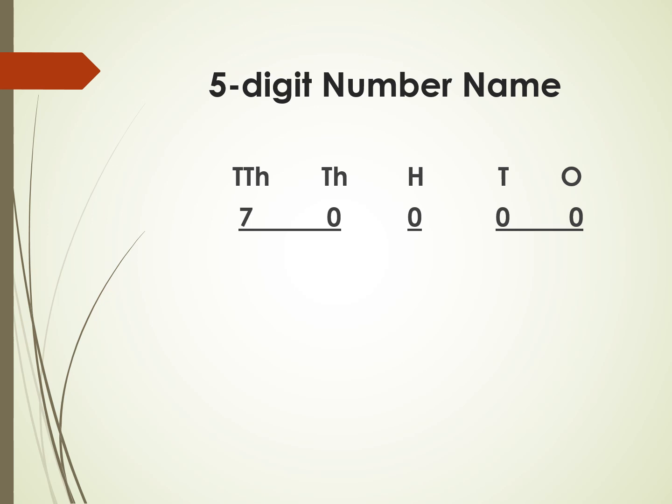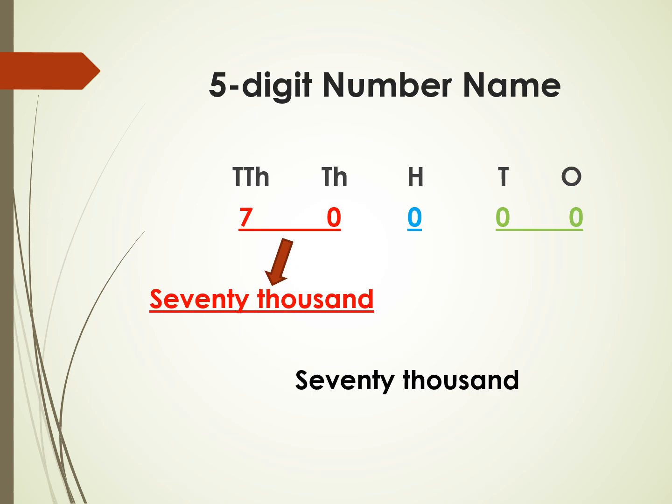Just like before, we take the next example, which has 0 in the hundreds column and zeros in the tens and ones column. This number will be named as 70,000 because only one non-zero digit is in this number. Hundreds and tens and ones column will not be named here. So the number name will be 70,000.